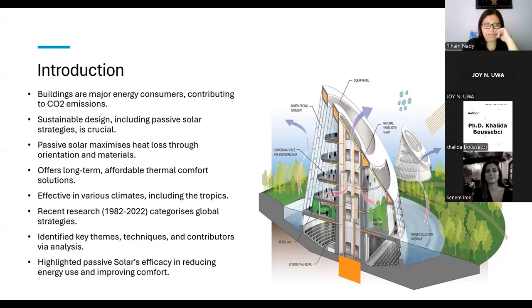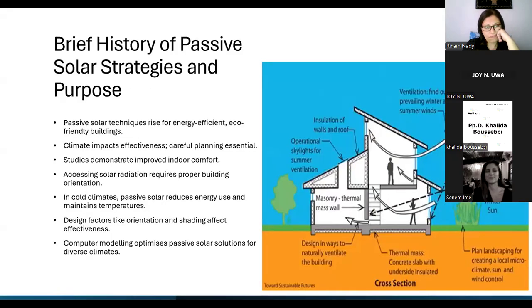The capacity of passive solar strategies to offer long-term and affordable solutions for indoor thermal comfort has driven us to this research. Passive solar techniques for energy efficient and eco-friendly buildings, and how easy it is for most climates to access solar radiation and harness it into achieving thermal comfort in our buildings.